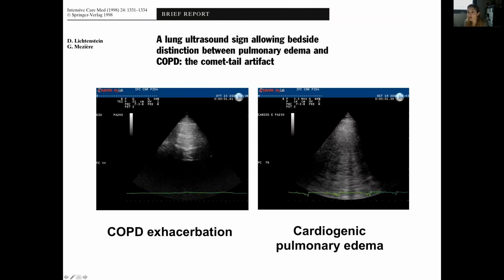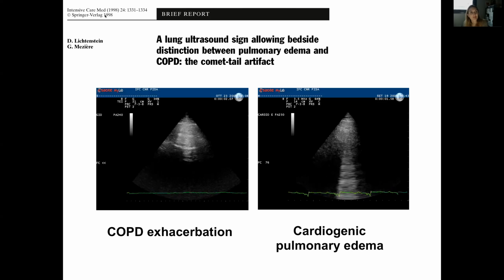For the diagnosis, maybe this is the field where we have more solid data, because it was the first field of application of lung ultrasound. And it's very typical to use lung ultrasound for the differential diagnosis of acute dyspnea. It's specifically useful to differentiate cardiogenic pulmonary edema from other causes, and especially one of the most common causes of acute dyspnea, which is COPD exacerbation.